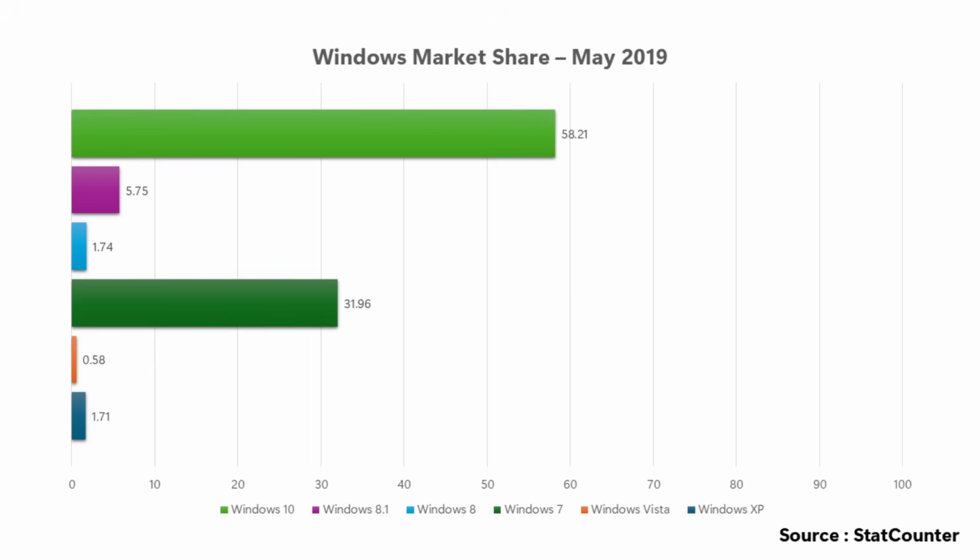During this time, Windows 10 was still climbing at 58.21%, while Windows 7 was still used by around one-third of the people at 31.96%, and Windows 8.1 now at 5.75%.